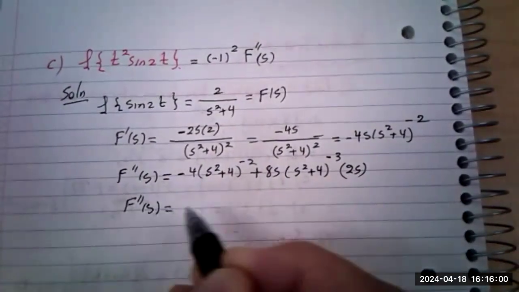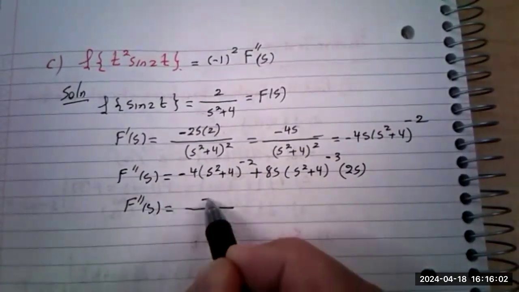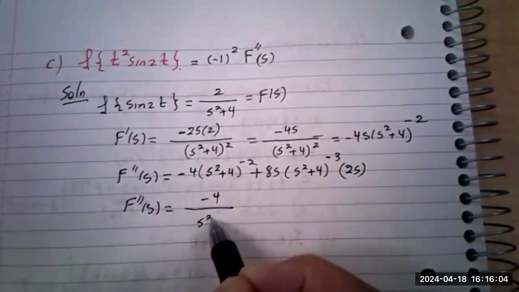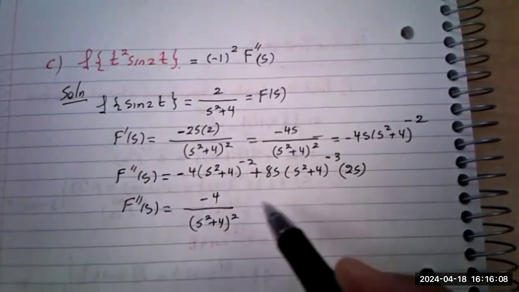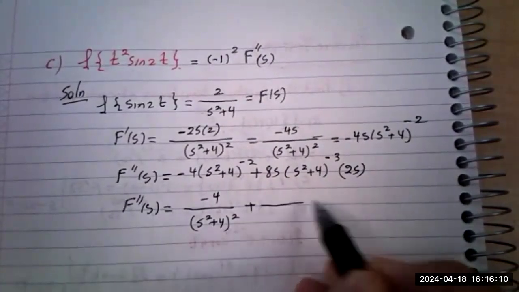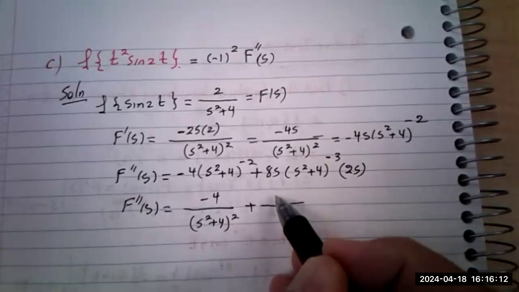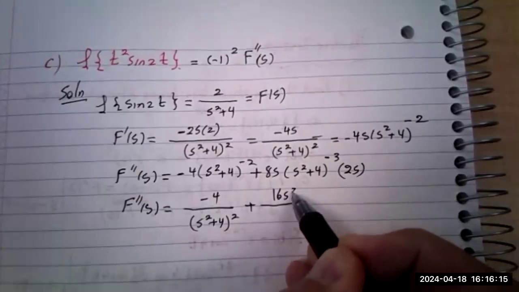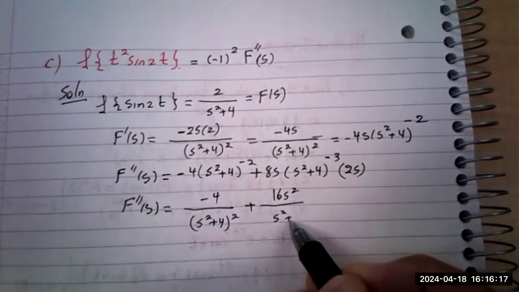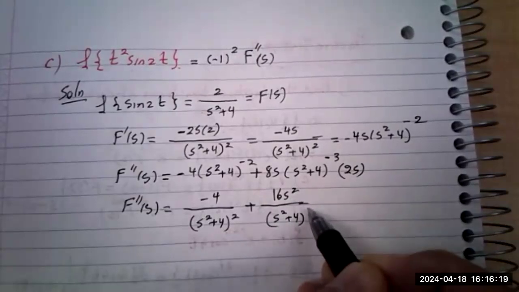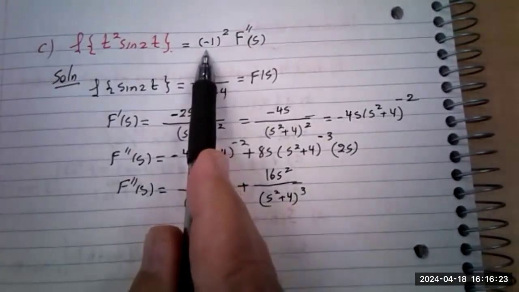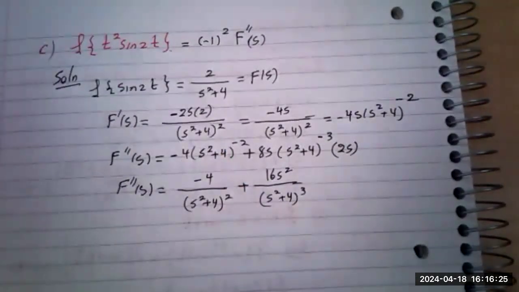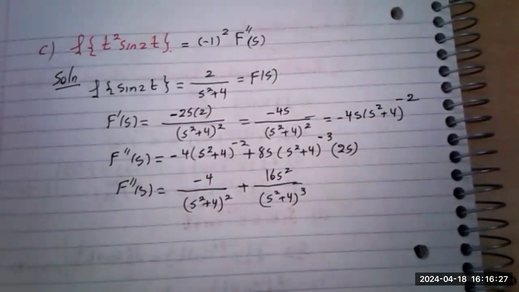Change those negative powers. So this is going to be -4 over (s squared plus 4) all squared. And over here you multiply the monomials together, so that gives you 2 times 8, 16, 16 s squared over (s squared plus 4) all cubed. Okay, so in the formula, (-1) squared is positive. So that basically is going to be the final answer.